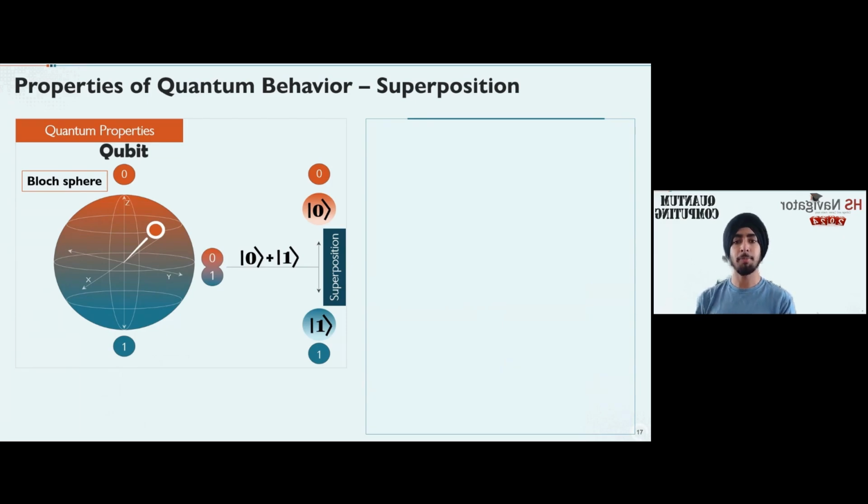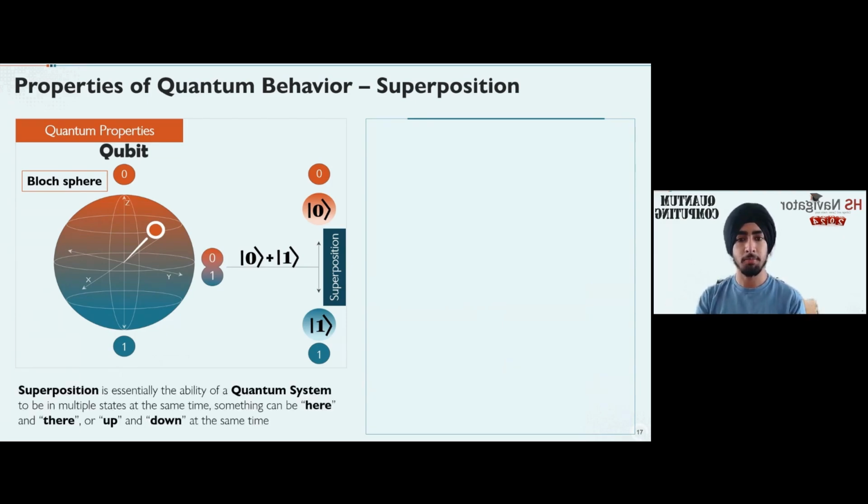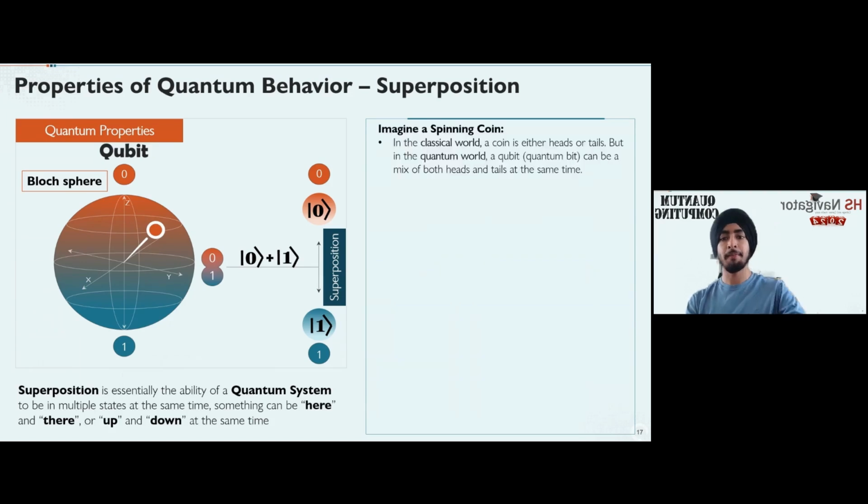So in terms of properties of quantum behavior, the first one is superposition. Superposition essentially is the property of the qubits being in both 0 and 1 at the same time.